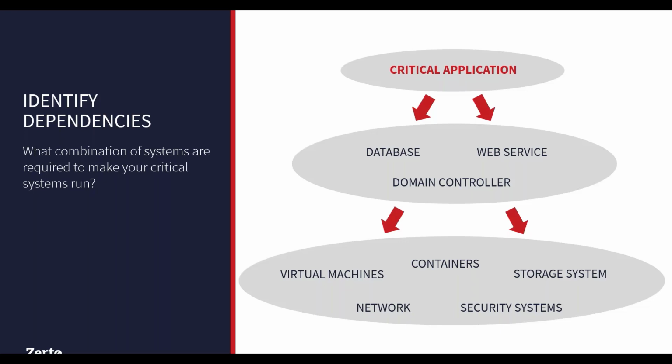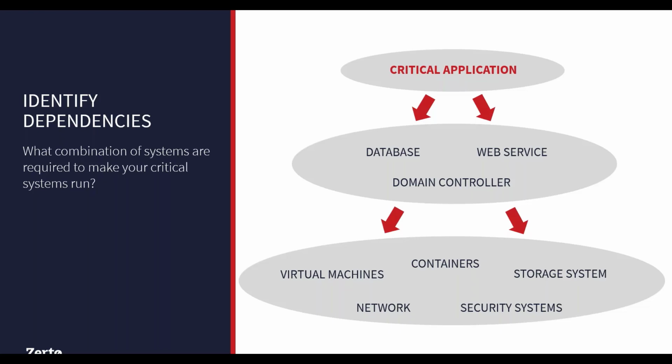So when you're looking at these critical systems, you really need to look at the dependencies as to what's the total number of systems that go into allowing that one critical system or critical application to run, and make sure all of those are protected as well, so that you can get that critical application back online as quickly as possible after a disaster happens.